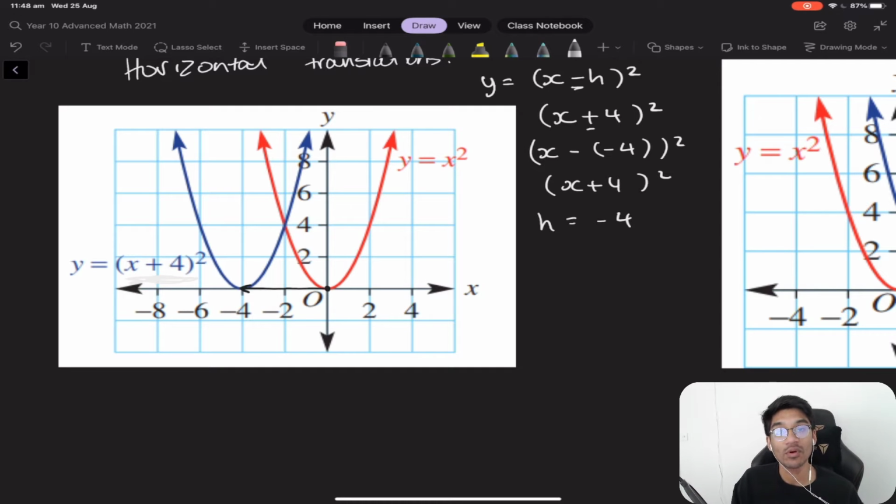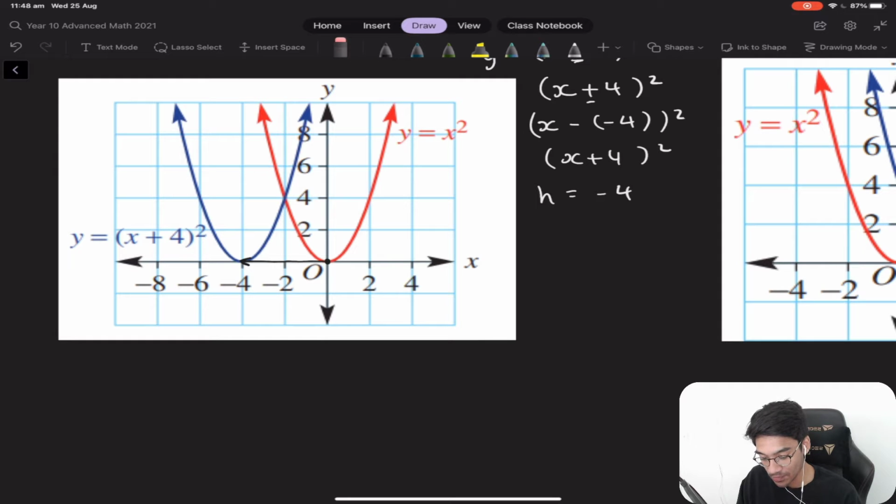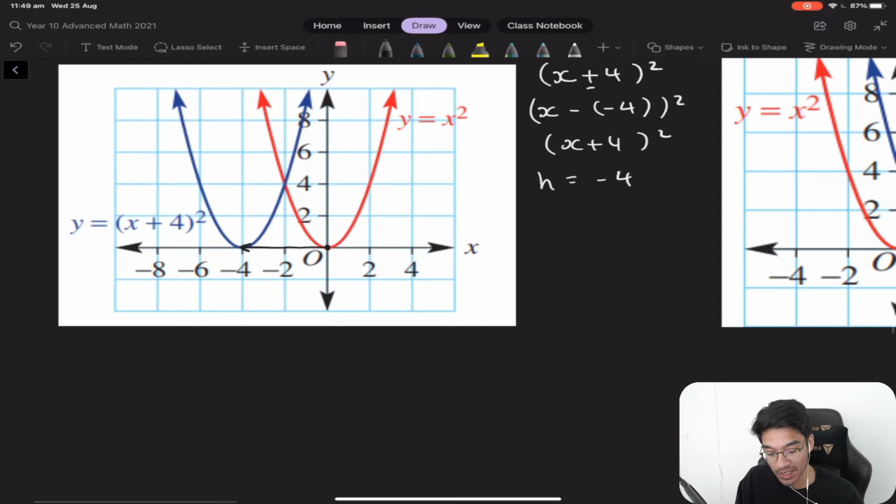So if it's a negative 4, that means it is left 4. We can see in this example here, it has not moved up at all from red to blue, it's only moved left 4. So it's a horizontal translation of negative 4. So it's moved left 4, and that's how you do that.